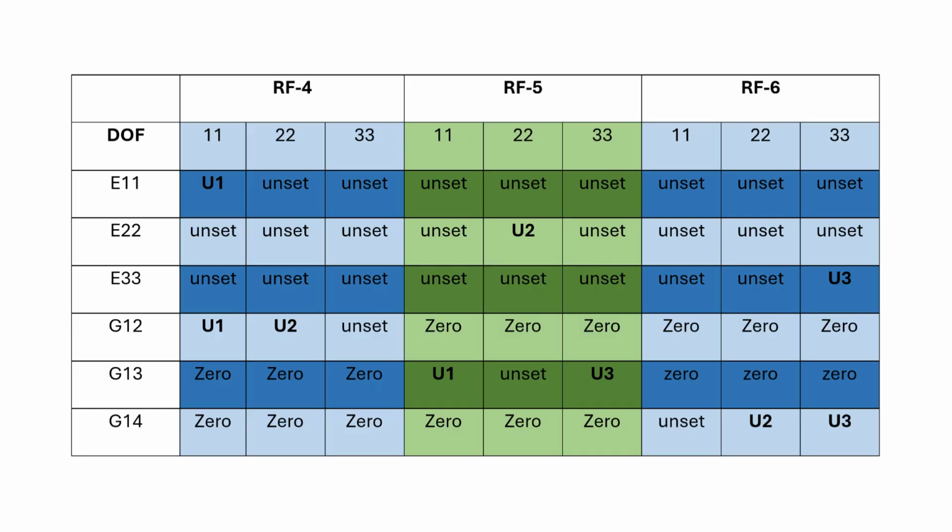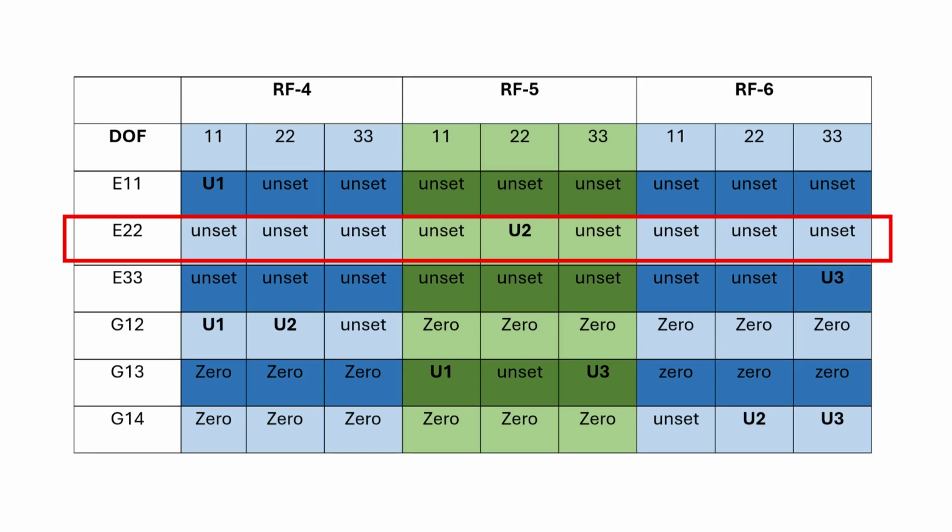This table summarizes the boundary condition settings for each case. The columns represent the reference points, reference point 4, reference point 5, and reference point 6. And the second row shows the degree of freedom directions, 11, 22, and 33. The rows on the left list the modulus you want to compute.